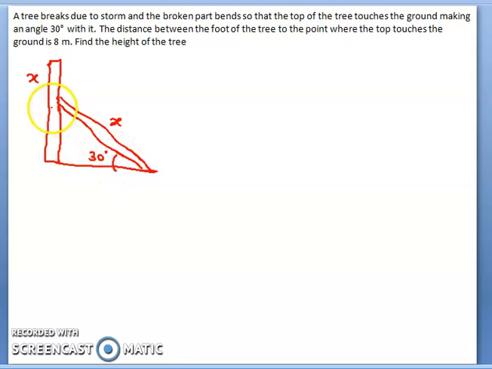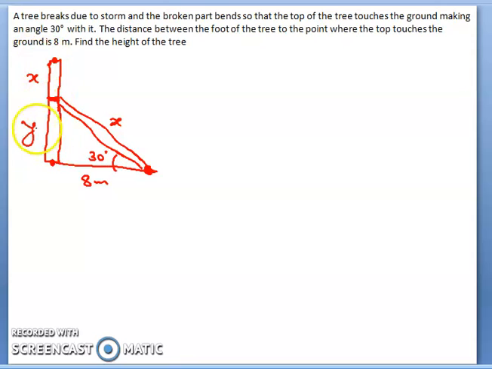The distance between the foot of the tree and the point where the top touches the ground is 8 meters. That means from the foot of the tree to where the top part touches the ground after breaking down, this is 8 meters. Now they are asking to find the height of the tree. So consider this part till here as y.